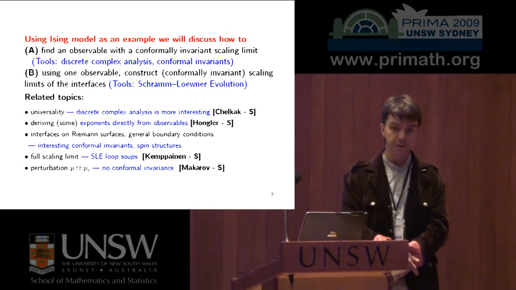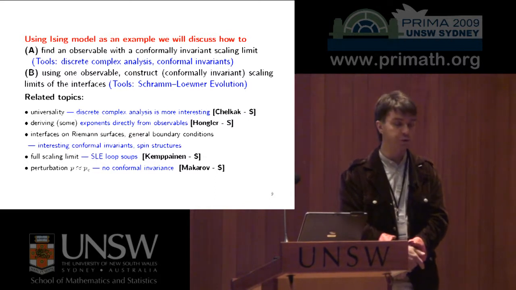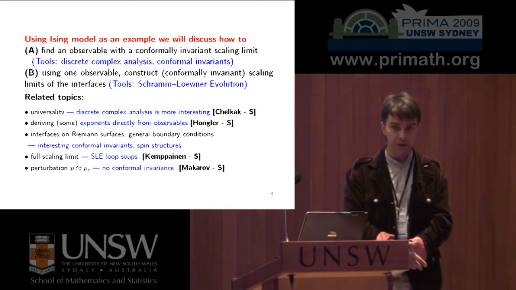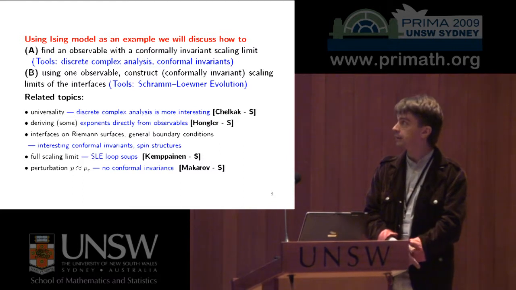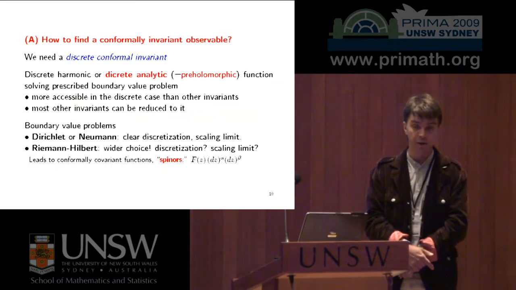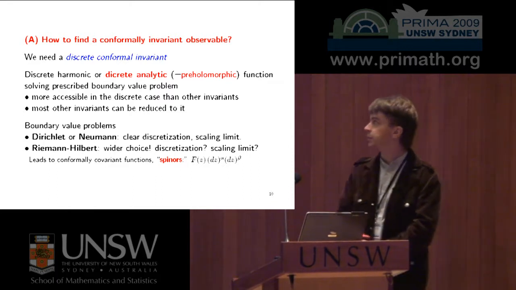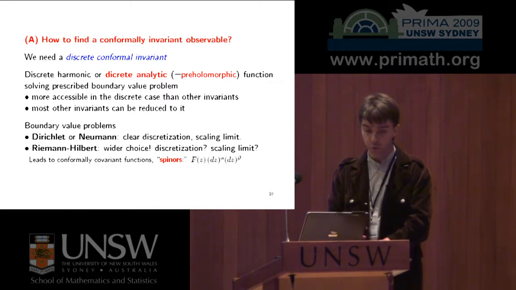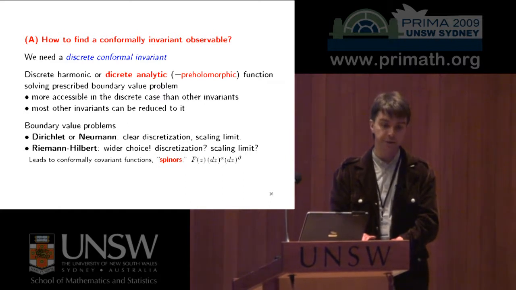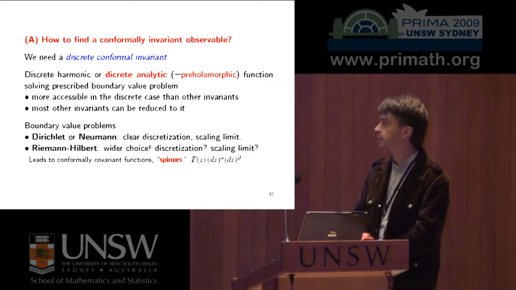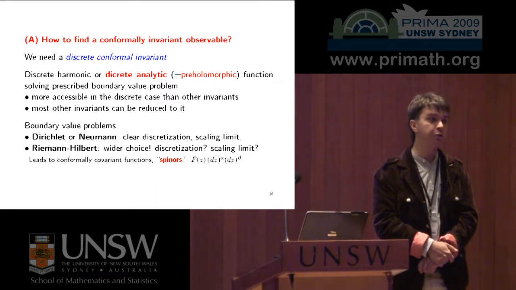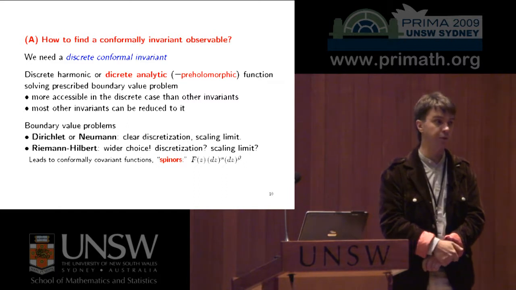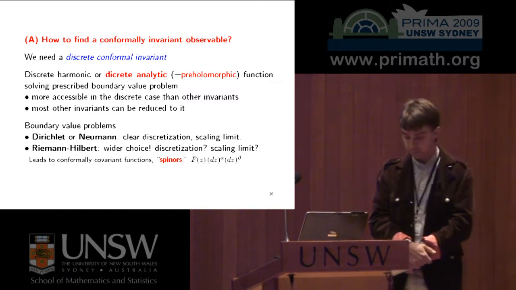I and my colleagues have tried to apply many of those notions here, but it seems that the best chance for success, and so far the only thing which worked, is working with some discrete harmonic or discrete analytic, or sometimes it's maybe more correct to call them discrete holomorphic functions. So you take some function which satisfies the discrete equivalent of harmonicity or holomorphicity, and which solves a certain boundary value problem. And this, if it has a limit, will be conformally invariant, because in the limit it will be an analytic function which solves a boundary value problem.